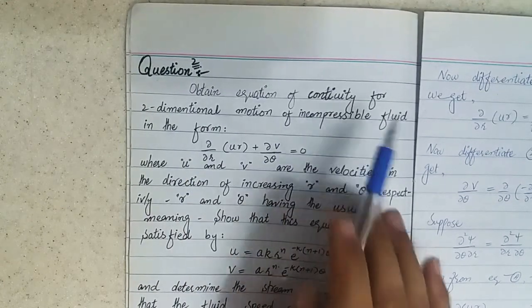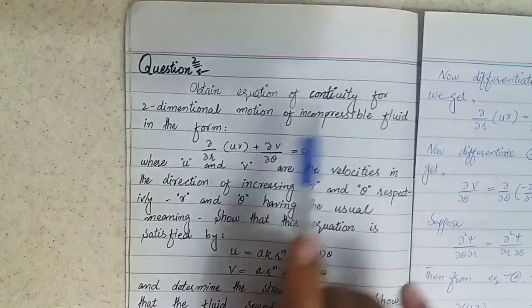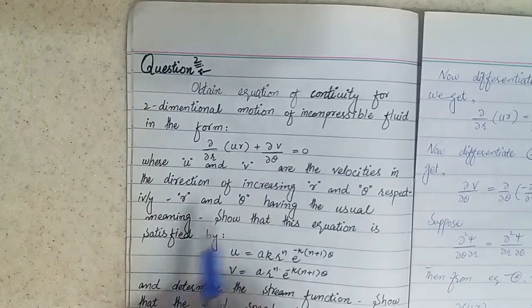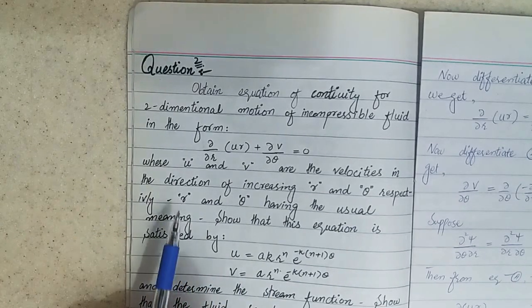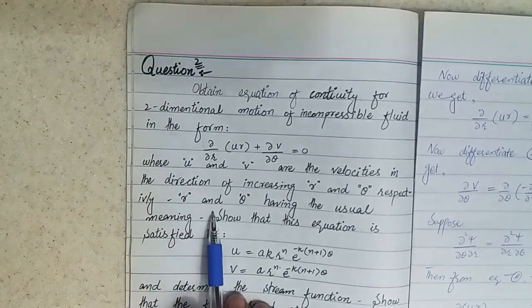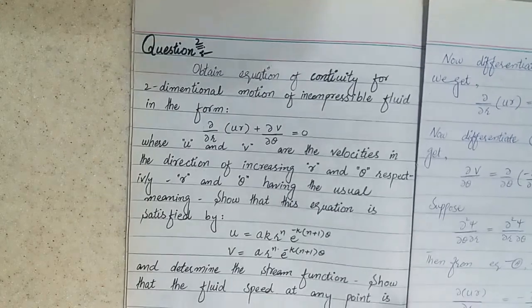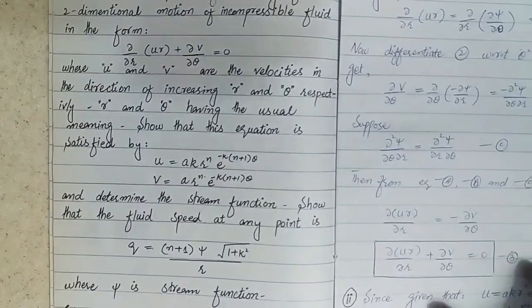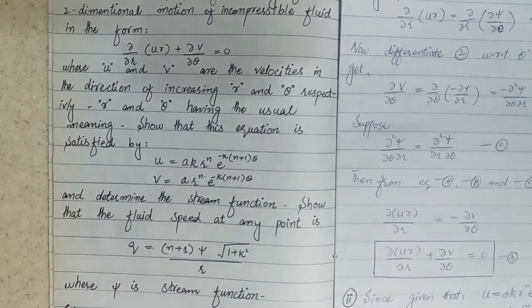It is clear that the fluid is incompressible. Firstly, we have to obtain the equation of continuity in this form, where u and v are the velocity components in the direction of r and theta respectively. Secondly, we have to show that the equation is satisfied by the u and v components, and thirdly we have to determine the stream function for these velocity components and show that the fluid speed is given by this formula.